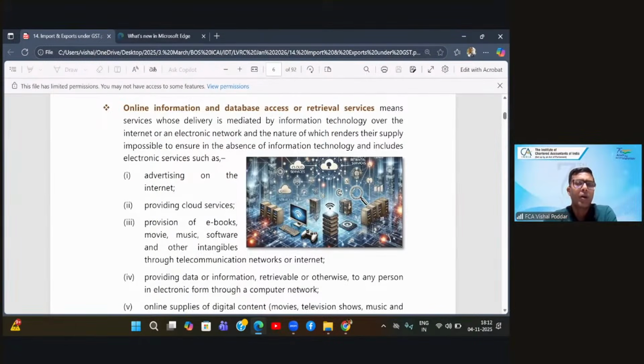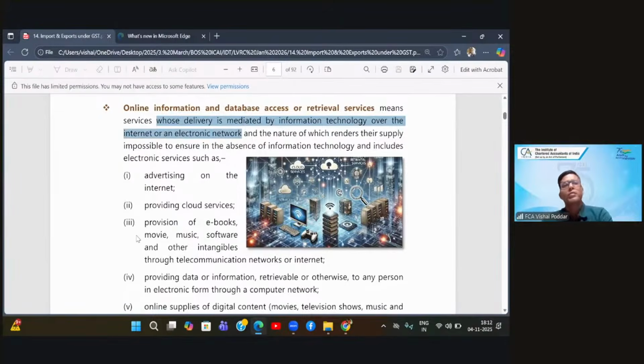These are called OIDAR services because for this only we have that specific provision that the supplier is outside India, the recipient is inside India and is non-taxable. What is an OIDAR service? It means a service whose delivery is mediated by information technology over the internet or an electronic network.